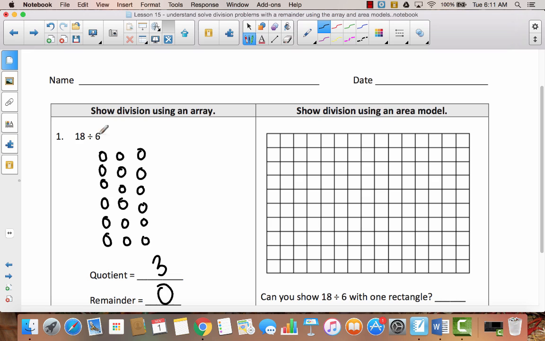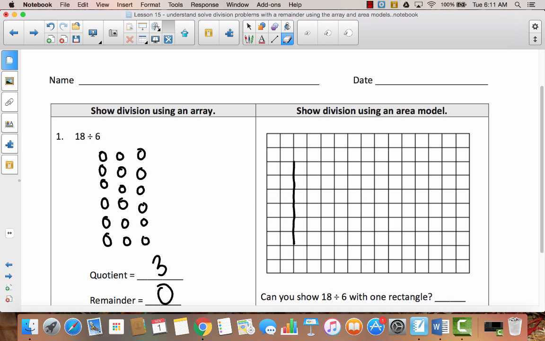So now we're going to use the area model. So we know that we have a rectangle that has an area of 18 and it has a width of 6. So I'm going to go down 6. 1, 2, 3, 4, 5, 6. Notice how I'm drawing on the lines. That's what the grid paper is for. If you're drawing between the lines, it defeats the purpose. You're supposed to be using the lines to make your rectangle, so you have to draw on the lines.